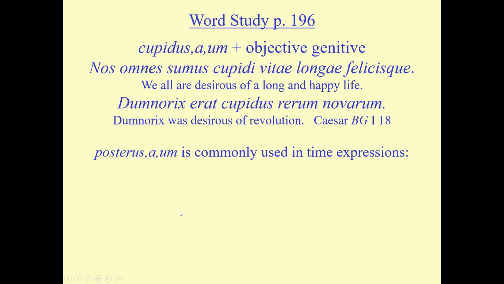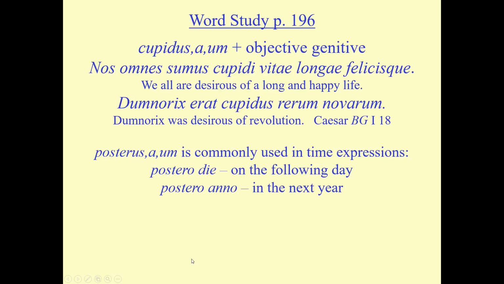Posterus is commonly used in a couple of time idioms I want to tell you about right now. The first one is postero die. We know that posterus can mean following or next. When it's used with die, it's a common idiom meaning on the following day or the next day. And notice how these words are ablative, because this would be an ablative of time construction, right? On the following day. Another expression that you'll see sometimes, and I don't know if these are idioms so much as common expressions that you should be aware of, is postero anno, in the next year or the following year. Again, ablative, because it's an ablative of time. Okay?